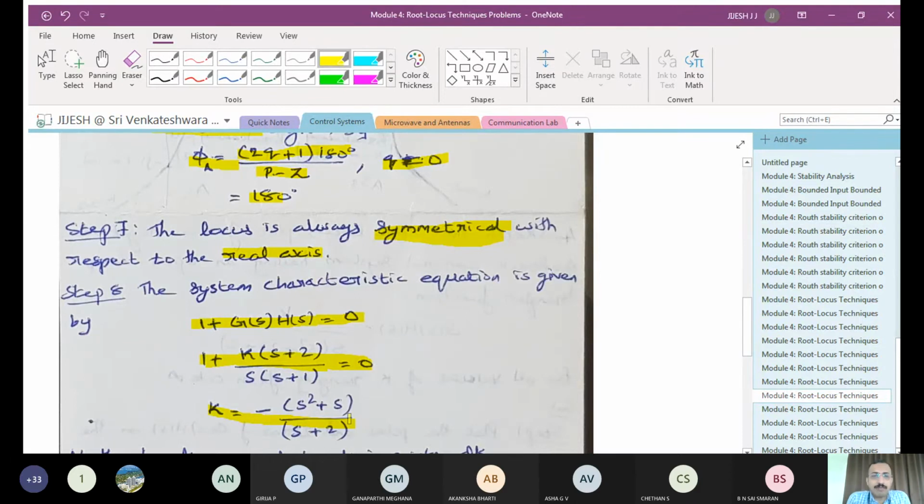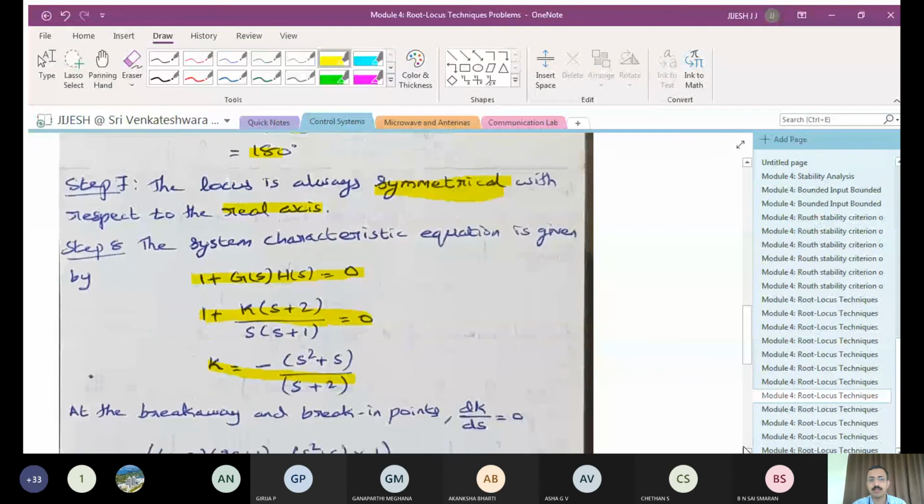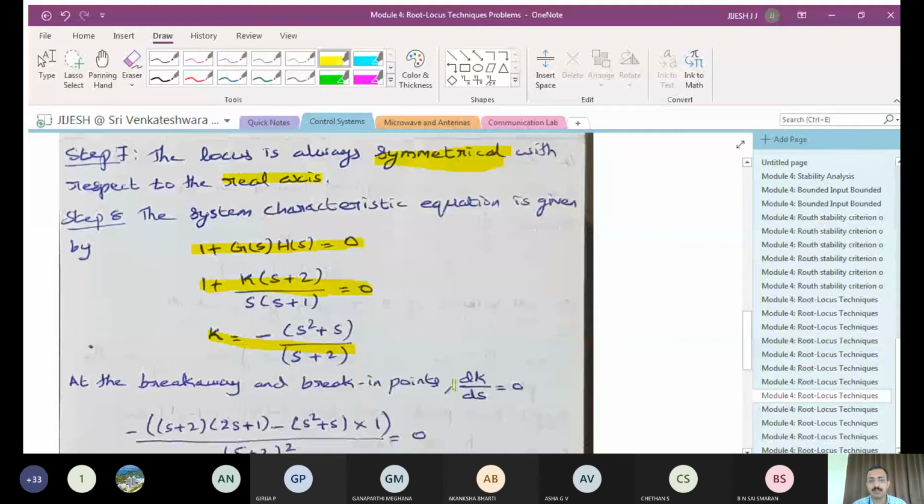So you have completed the centroid and the asymptotes. You have also noted that the root locus will be symmetrical with respect to the real axis. You have also seen the system characteristic equation. So all of you can complete it. Now we have to find the breakaway point and break-in point. So I am going to take the differentiation of K, so dK by ds is equal to 0. All of you can do that.